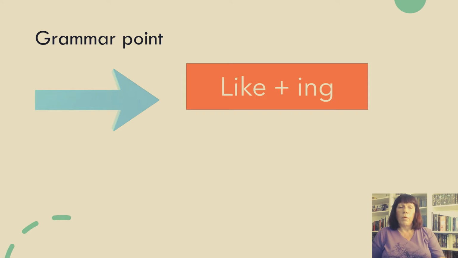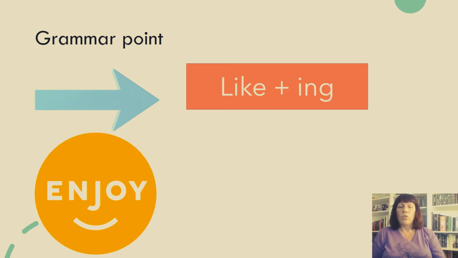So the grammar point is making sure that you learn how to use the verb like with ing. I like singing. I like shopping. So when you're looking at your verb, you add ing to the verb if it's directly after the word like, only if you mean enjoy. And that's something to learn. So that's a good practice.